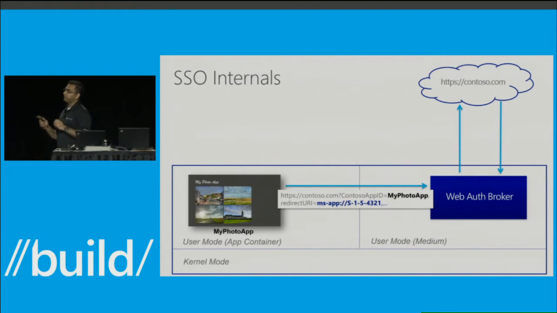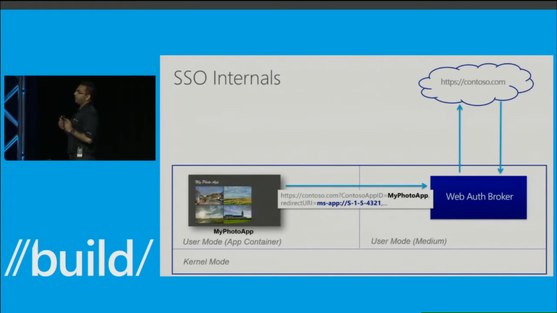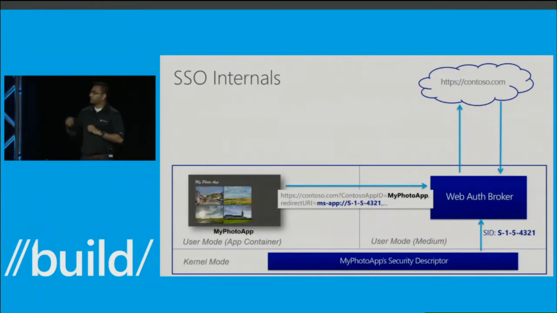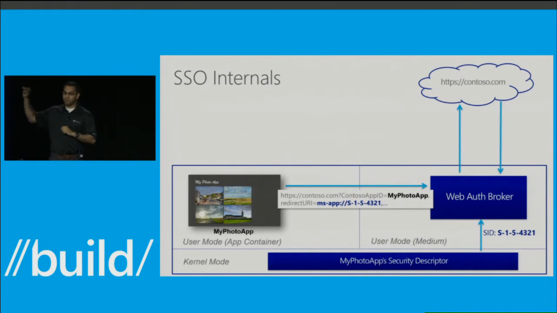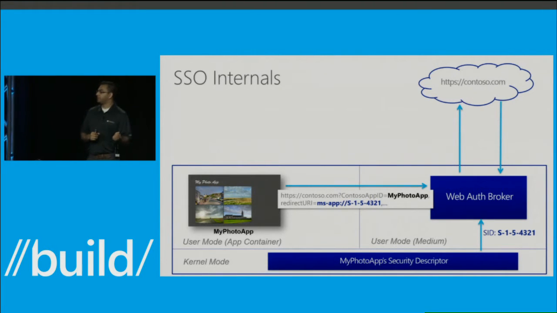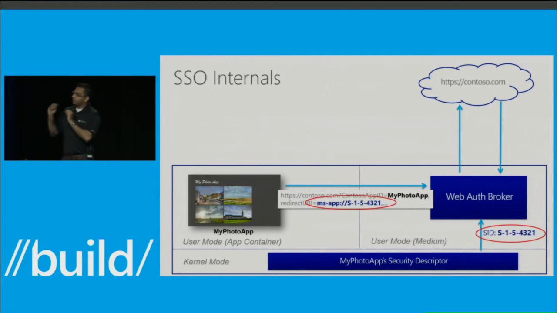Now, in the single sign-on mode, Web Authentication Broker does something special. Once it comes across the ms-app redirect, it knows, all right, my job here is done, I'm ready to go back to the application. But before it does that, it matches the ms-app://sid that you got back from contoso.com to the application's security descriptor.